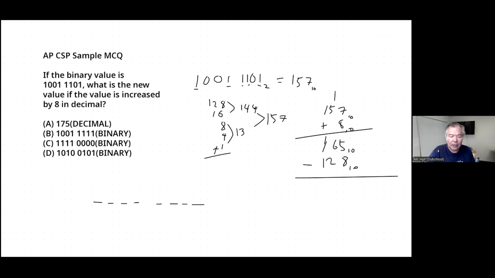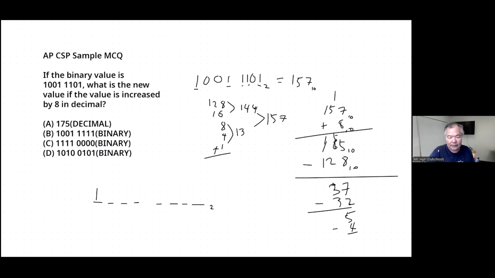If we subtract 128, then we turn that bit on. What's left over is 37. What's the largest power of 2 we can subtract from 37? That would be 32, and then we end up with 5. The largest power of 2 we can subtract from 5 is 4, and then we're left with 1. And 1 is just 1.